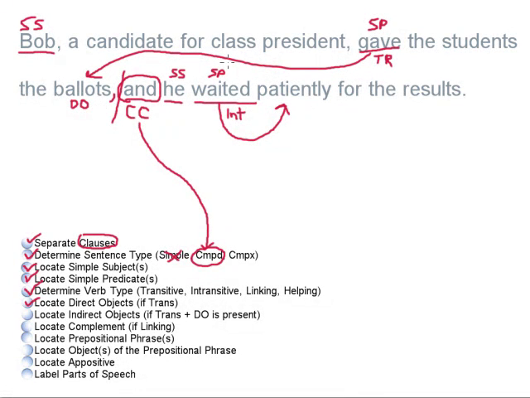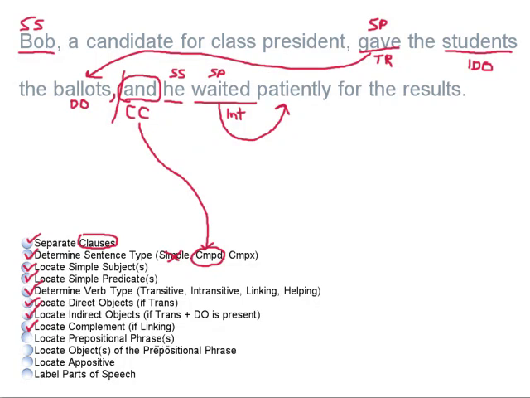All right. So Bob, candidate for class president, gave the students the ballots. Who received the ballots? Who was given the ballots? The students were. Students is the IDO. Easy enough. And since the other verb is intransitive, we don't have to worry about objects at all. Locate the complement if we have a linking verb. We don't have any linking verbs.